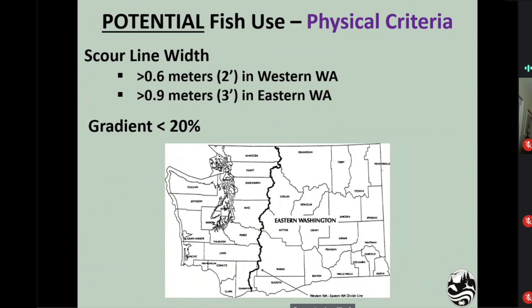And then the other one is gradient. If you find a stream that's more than 20% gradient, over 160 meters, then it is considered a natural barrier to Pacific salmon.